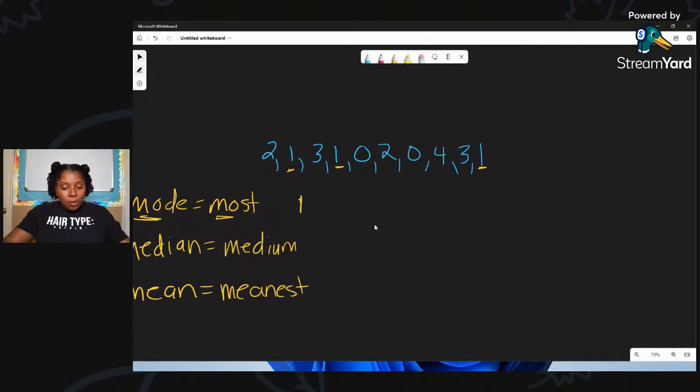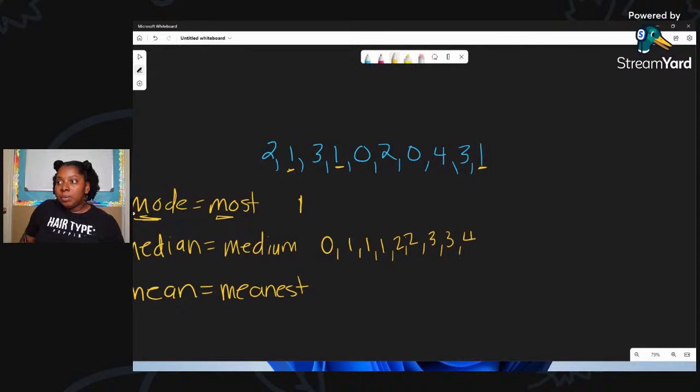Okay, so mode is which one shows up the most. Median is which one is in the middle, but I can't figure out which is in the middle until I line them up from least to greatest. That wouldn't be fair, right? So I don't know which is the middle until I line them up from least to greatest. So we would start with 0, 1, there were 3 1s, 2 2s, 2 3s, and 1 4.